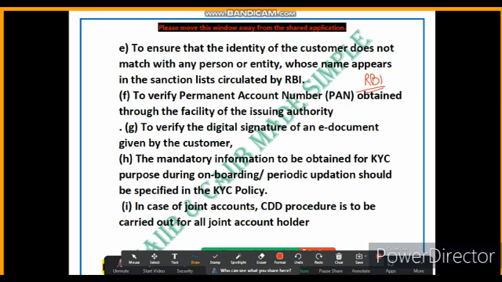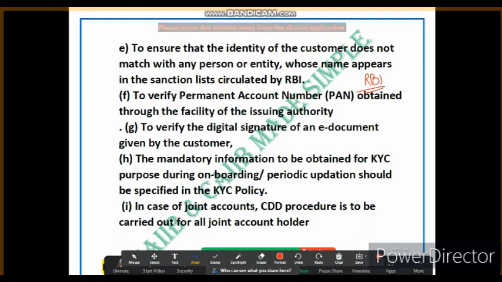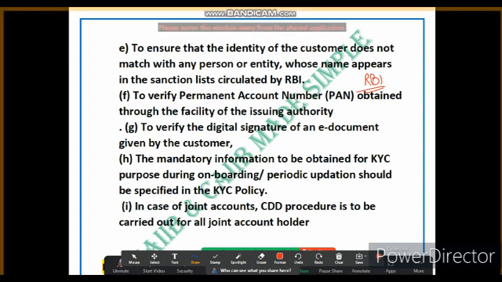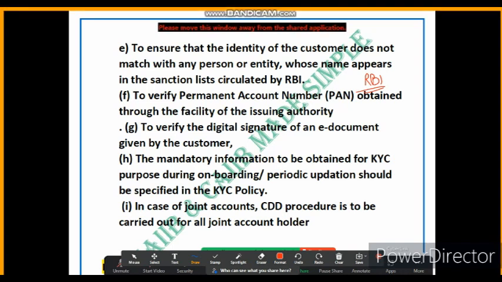Okay, if the customer name or details match with any entry on the list, the bank should not proceed with opening the account. This helps prevent the bank from facilitating transactions with sanctioned individuals or entities. So the sanction list is a must, right? To check that sanction list, to check that we are not opening an account of an individual whose name is on the sanction list, is a very important part of the customer acceptance policy. Okay, so hopefully you are understanding what measures are prerequisite for this customer acceptance policy.